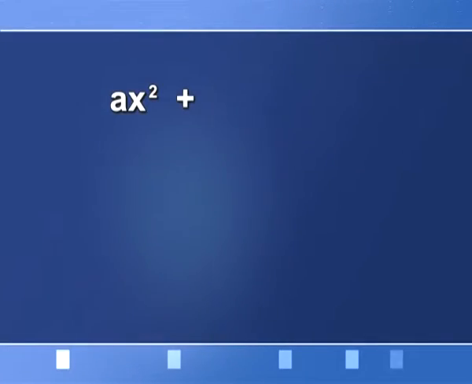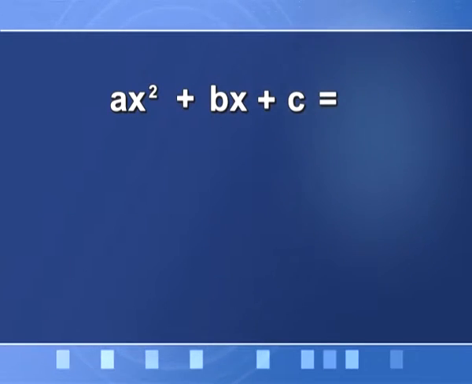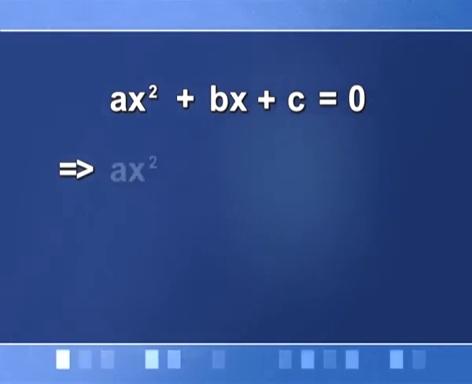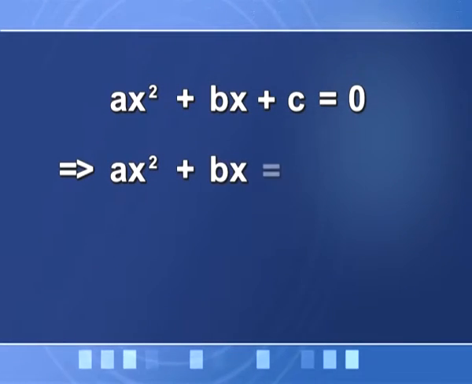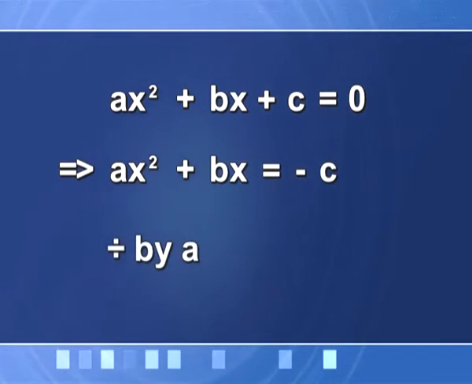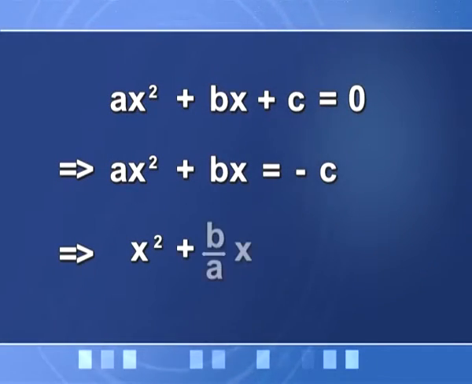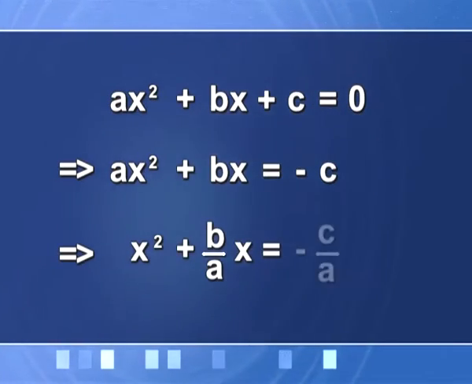Let us work on the equation ax² + bx + c = 0. Shifting c to the right hand side, I get ax² + bx = -c. I divide the whole equation by a. Remember, a is not equal to 0. A quadratic equation will cease to be a quadratic equation the moment the coefficient of x² is 0. So, I get x² + (b/a)x = -c/a.